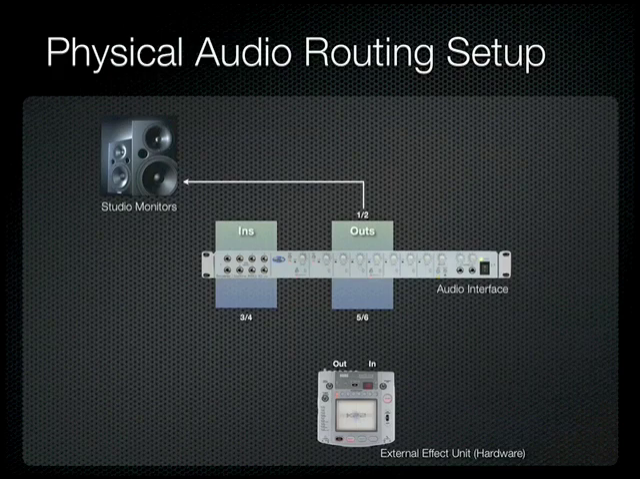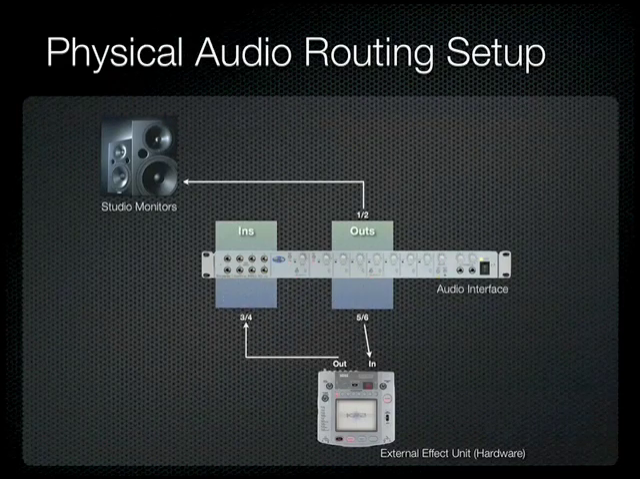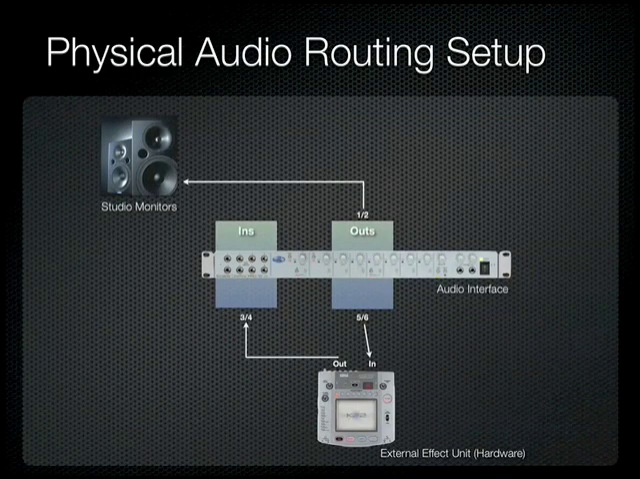Now let's connect to the external effect unit. We'll be sending the signal to the effect units from outputs 5 and 6, and then we will send the processed signal back into the system through inputs 3 and 4. This creates what is known as an effects loop, and you might ask, why not use inputs 5 and 6 since you're using outputs 5 and 6? The reason is that would create a feedback loop, which is never a good thing.